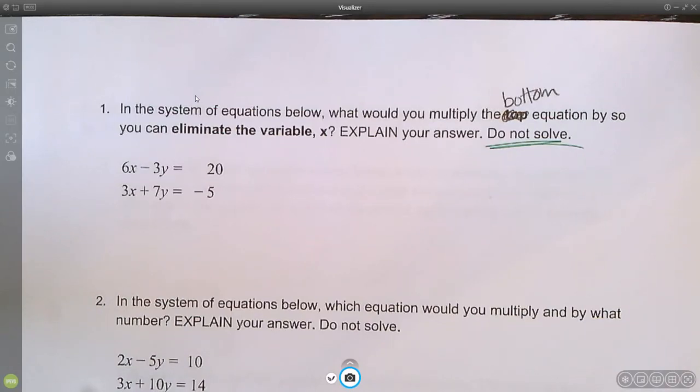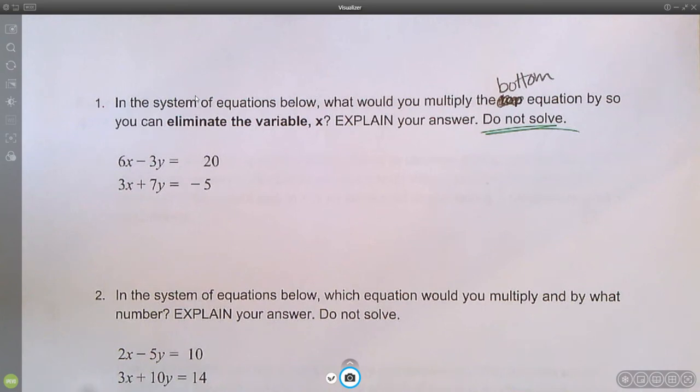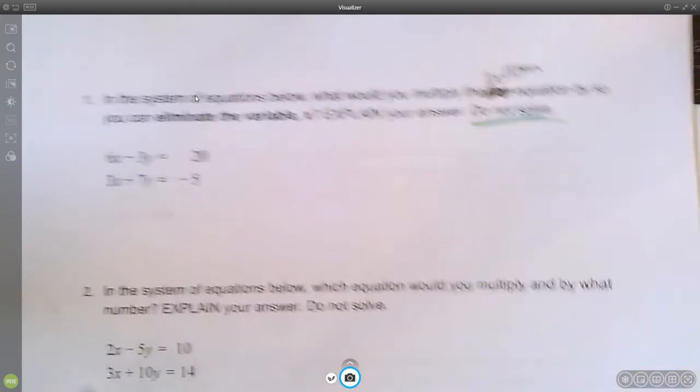Okay, so this is a review for your assessment, which you're taking tomorrow. And just like the past few weeks, this review is exactly the same as your assessment, except for the numbers are different. So this first one says, in the system of equations below, what would you multiply the bottom equation by so you can eliminate the variable x? Explain your answer, do not solve.